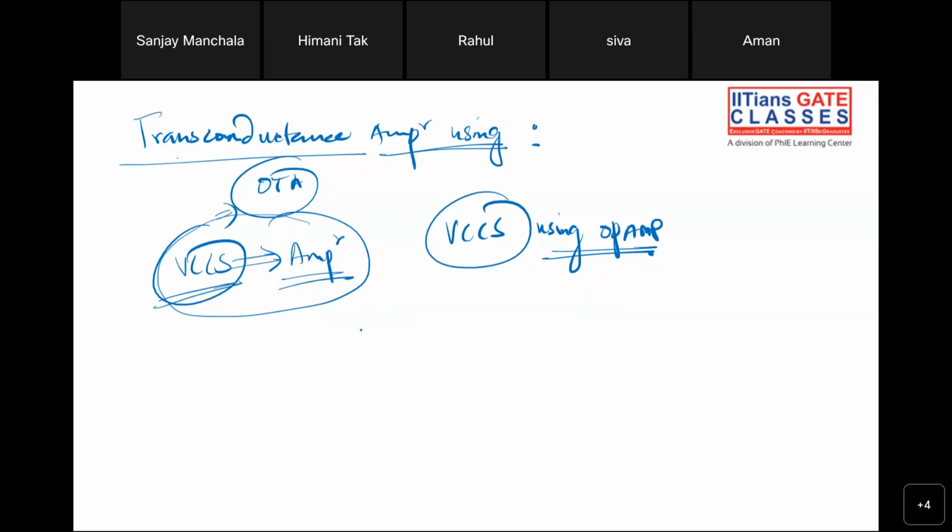If someone is going to ask you, can you tell me examples of VCVS? Anyone? Yes. Can somebody tell me examples of a VCVS amplifier? Any example of a VCVS amplifier? Bode's control, Bode's source amplifier.